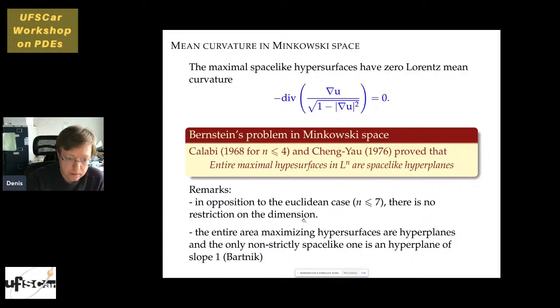Observe that there is no restriction on the dimension. There is a deep, deep, deep theory in the Euclidean space. You know that from dimension 8 and above, there are some Simons cones, and there are some other solutions than the trivial solution. So in the Euclidean space, there is a restriction. This is the famous paper by, I don't remember, De Giorgi, Bombieri, Giusti, and I'm sorry for those whom I forgot. Okay. Just another observation, there are some solutions, not solutions of the equation, but which are maximizing hypersurfaces. And the only one is the non-strictly spacelike hyperplane of slope 1. This was proved by Bartnik.